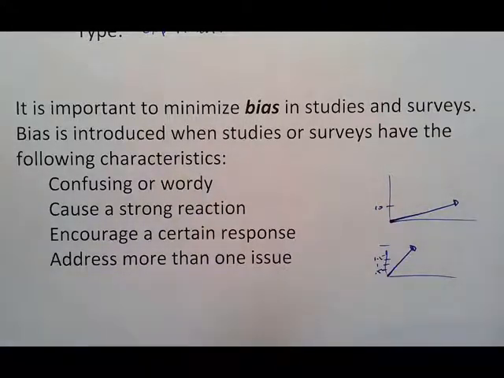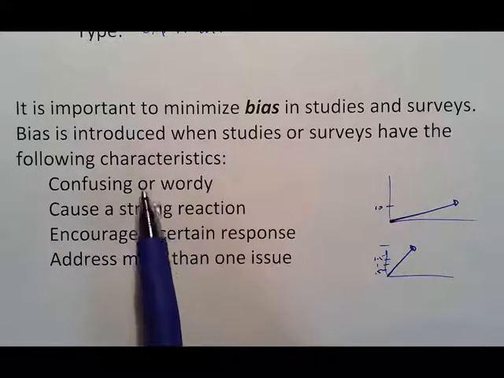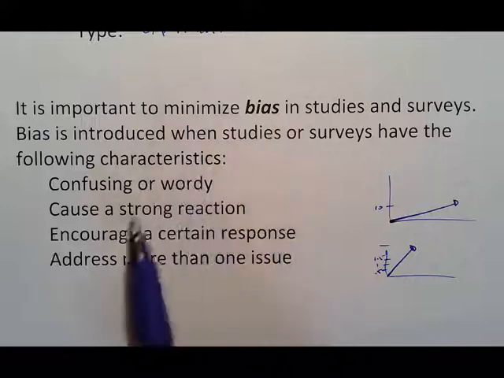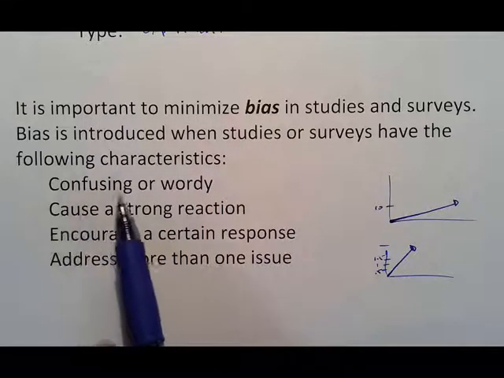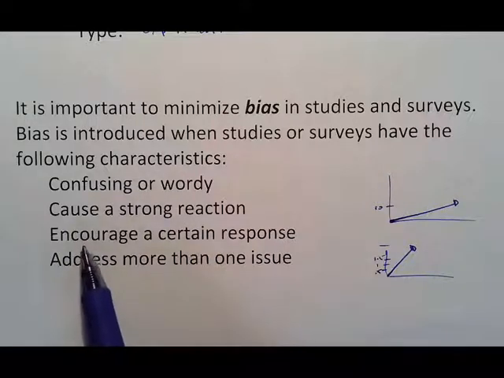There is some trickery that goes on with statistics, which is why we're trying to show you this stuff so that you can be responsible, and also that you can make sure you think about it whenever you make a decision. But bias is one of the things that happens in a survey, or a study. And one of the things that happens is that it's confusing or wordy, that it causes a strong emotional reaction, or it encourages a response, or it addresses more than one issue.